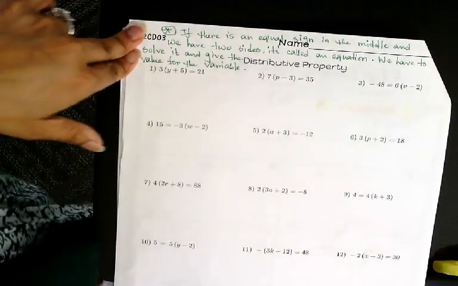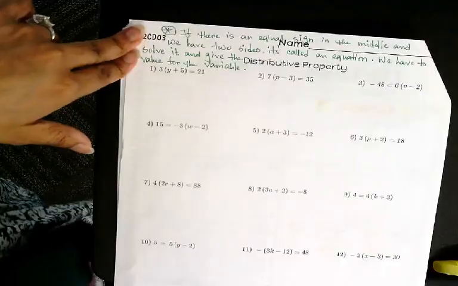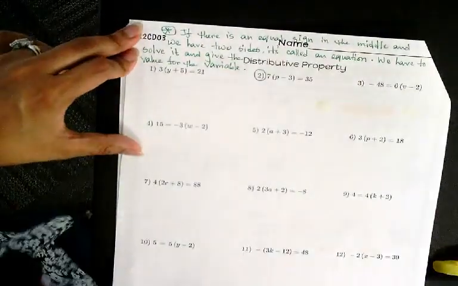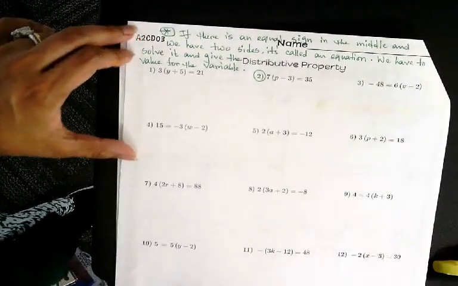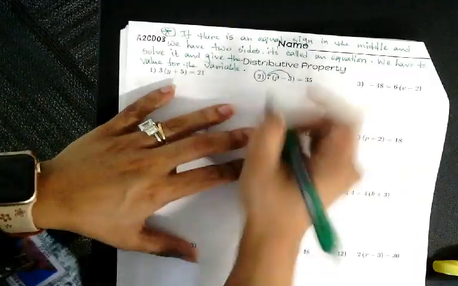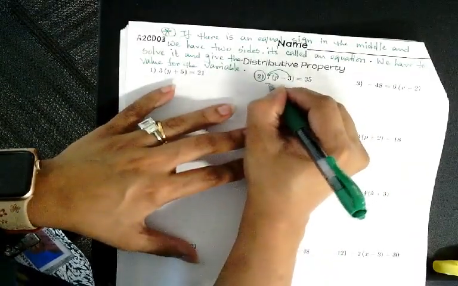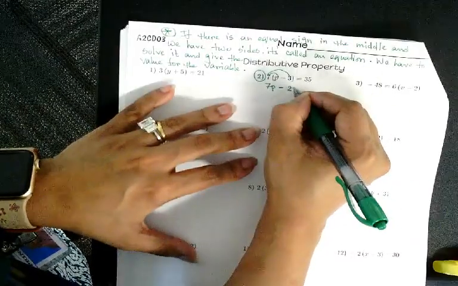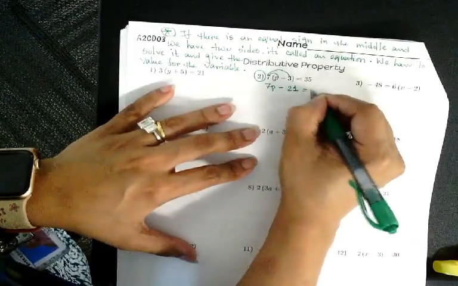We good? Let's work on one of the problems. Let's work on number 2. I'm showing number 2. Same thing. We are showing the distribution property first. So I'm going to distribute 7 with both of them. What do I get? 7p minus 21. I did 9 in my head.